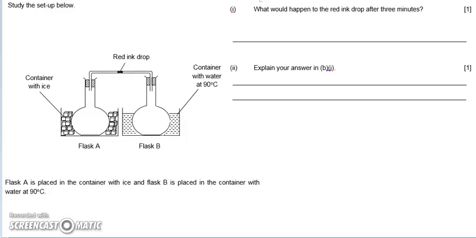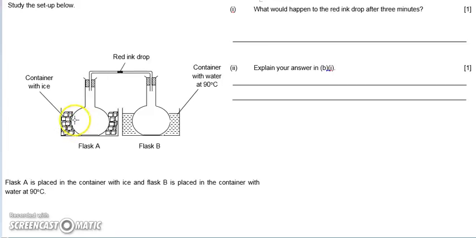Okay, study the setup below. You have a container of ice with a red ink drop in the middle. We use red ink so that it's easier to see through the transparent glass tube. And then there's a container of ice. Okay, this ice is colder than everything else around it.